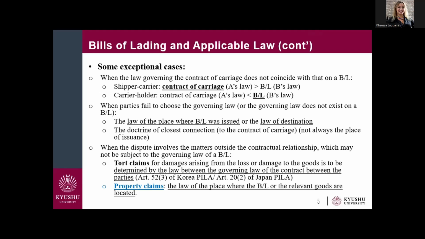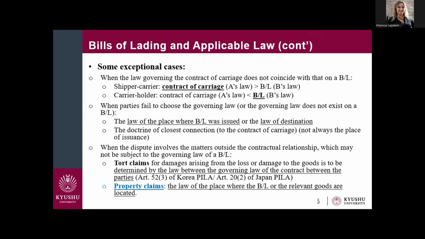The second exceptional case we can think about is when parties fail to choose the governing law, or the governing law does not exist on the bill of lading. Again, it's maybe very exceptional and theoretical, but we can think about the situation where parties fail to explicitly or even impliedly designate the governing law for the bill of lading. In such a case, of course, it can be the law of the place where the bill of lading was issued or the law of the destination.